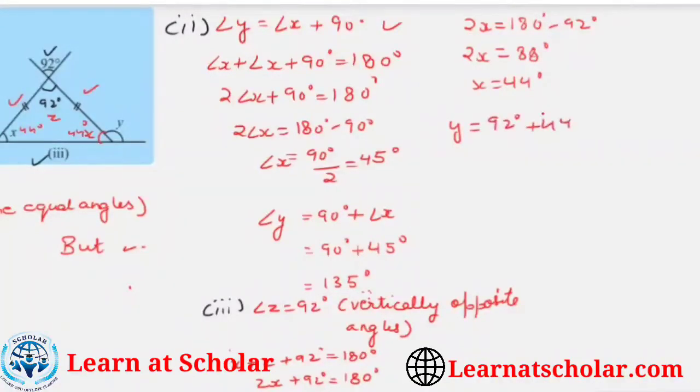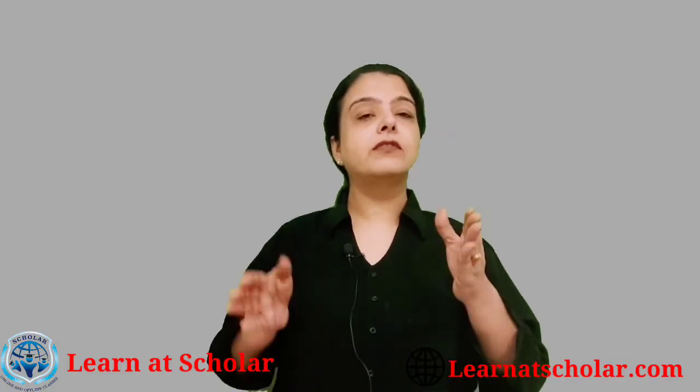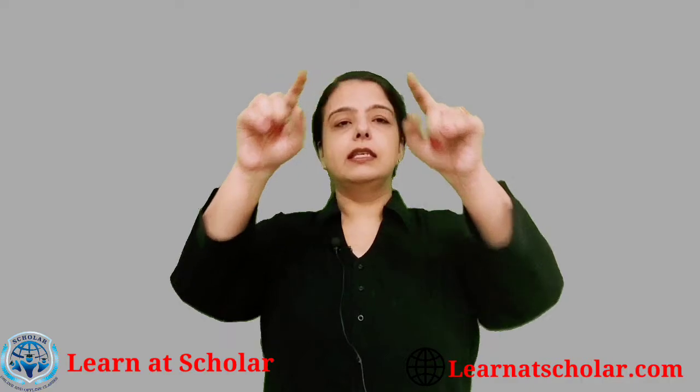Now finding the value of y. y is an exterior angle, it is the sum of the opposite interior angles, z plus x, which is equal to 136 degrees. So, another property of a triangle. This is a triangle.